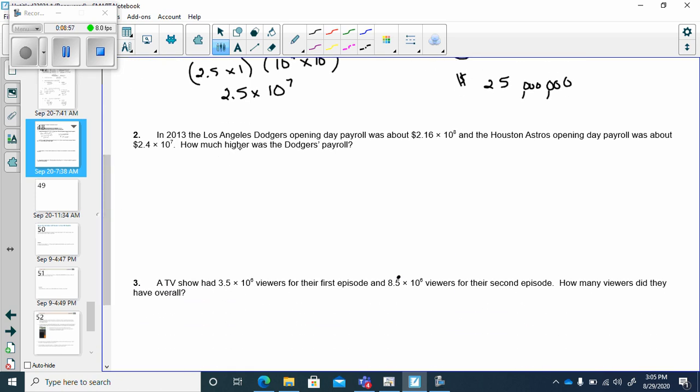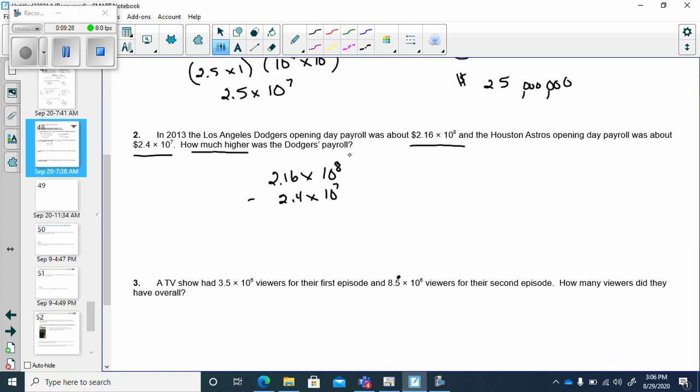In 2013, the Los Angeles Dodgers opening day payroll was about 2.16 times 10 to the 8th, and the Houston Astros opening day payroll was about 2.4 times 10 to the 7th. How much higher was the Dodgers payroll? How much higher? That means we're subtracting, right? So we got 2.16 times 10 to the 8th. And we need to subtract from that 2.4 times 10 to the 7th.